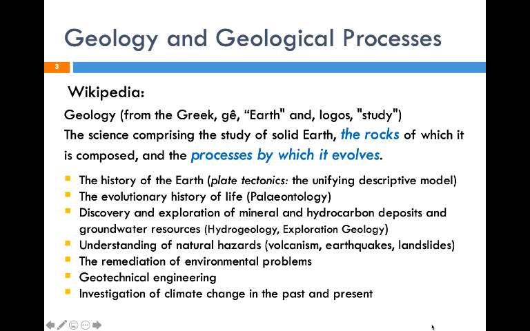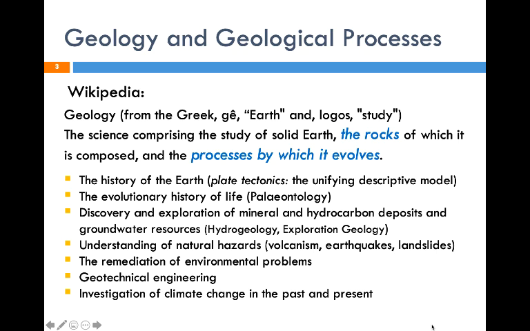Understanding natural hazards, you might have heard about volcanism, obviously, earthquakes, landslides. You might even have seen some in parts of South Africa. These natural hazards are also a concern of geological research. Remediation of environmental problems in densely populated areas becomes more and more important. Geotechnical engineering, if you want to build large constructions like bridges or dams or big houses or power plants, you need to understand the geology of the area and the ground on which you want to build your construction.